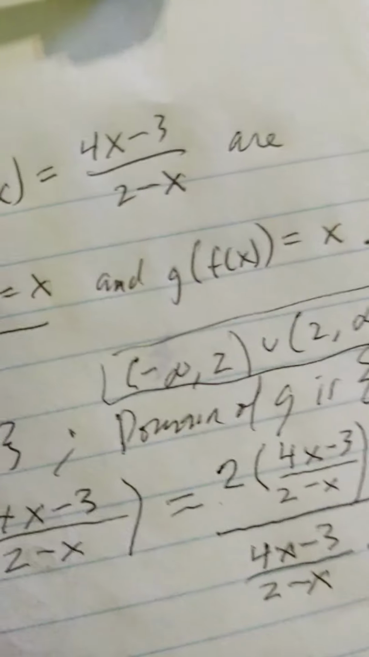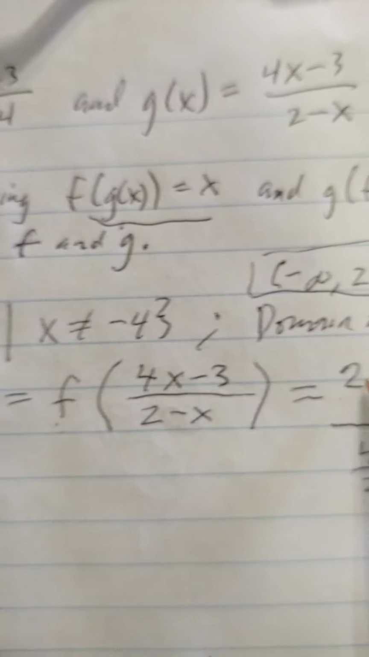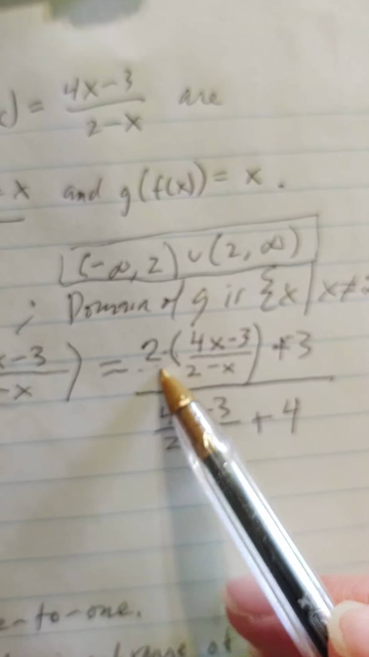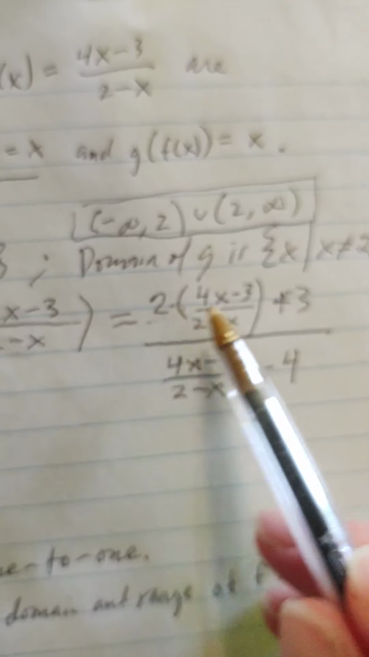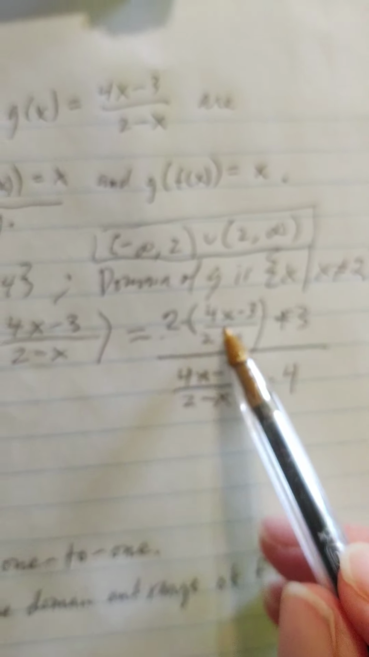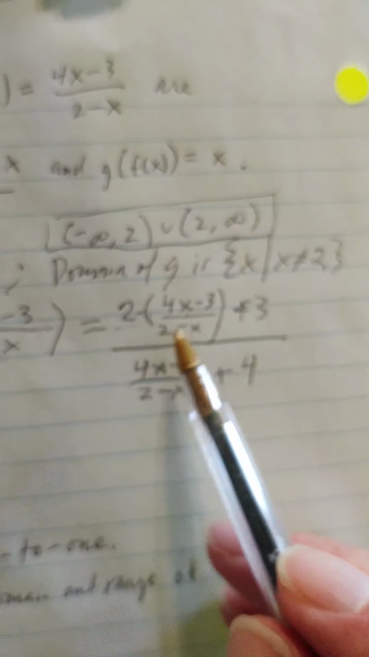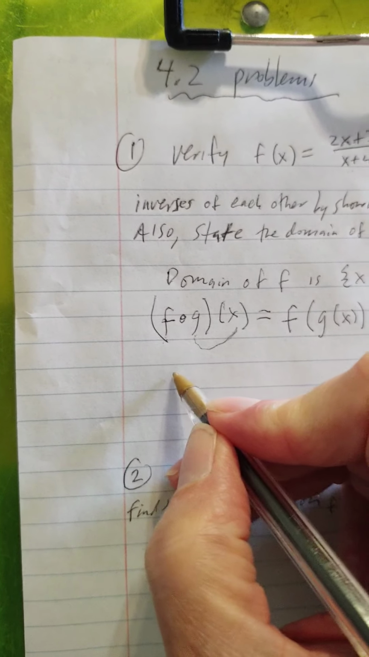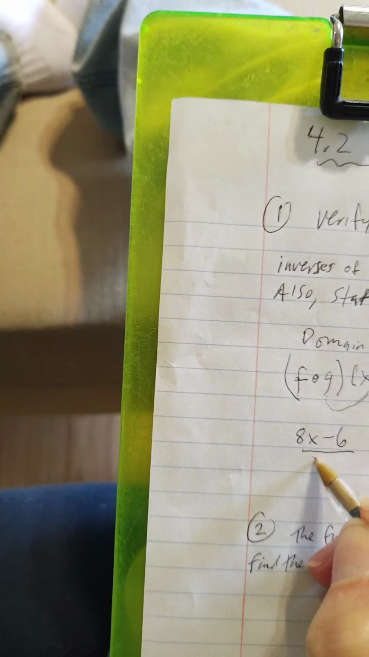Okay, so from here, we want to simplify. So I'm going to multiply this 2. Remember, think of 2 as 2 over 1. So the 2 multiplies the numerator, but then 1 multiplies the denominator. So 2 times the 4x minus 3 is going to be 8x minus 6 over the 2 minus x. Let me write that down. So I'm going to write 8x minus 6 over the 2 minus x plus the 3.